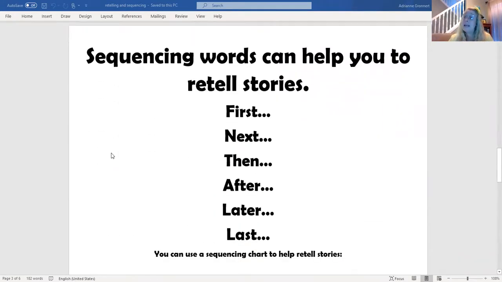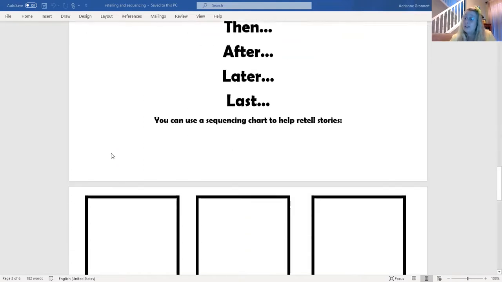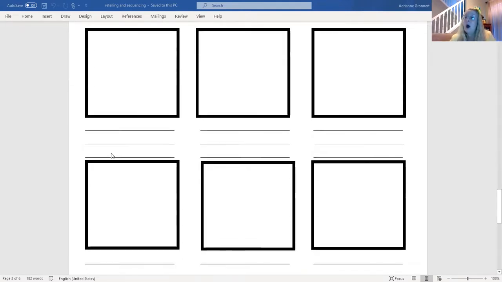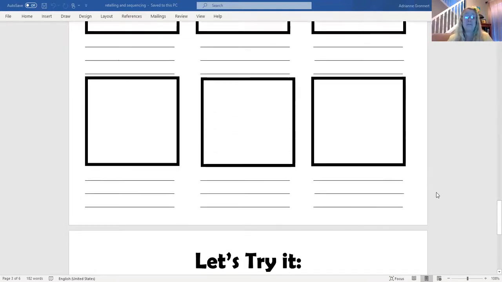Sequencing words can help you to retell stories. First, next, then, after, later, last. You can even use a sequencing chart to help retell stories. On a chart, you can draw pictures of the action in the story, and then at the bottom, you have a space to write about what happens in the story.